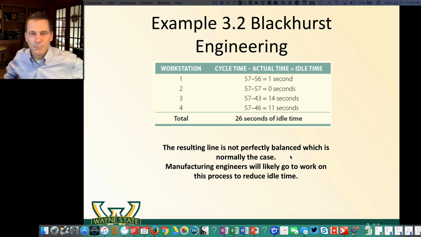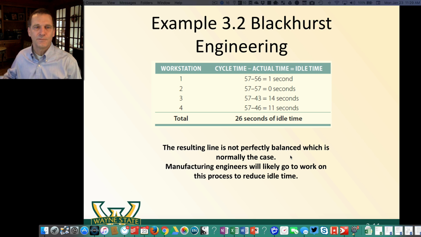To have it be perfectly balanced would be a miracle. I don't know if it's ever happened in the history of the world. But it is more balanced and more efficient than this string of 10 tasks all tied into a line would have been. It's an improvement in a reduction in idle time, which we could calculate, and you're free to do. The manufacturing engineers would likely go to work on this line, though, right? So anytime that we build a line, continuous improvement is part of operations.